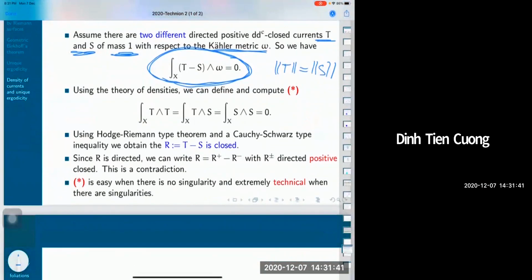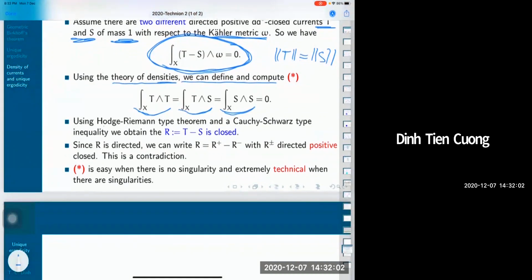Now, using the theory of density of intersection that I told you before, we can show that the intersection of T with T is equal to 0, the intersection of T with S is equal to 0, and the intersection of S with S is also equal to 0. Now we have some Riemann type theorem for compact Kaehler surfaces, a signature theorem, about the signature of some bilinear form. Because we know the signature, you have some Cauchy-Schwarz inequality. Using this Cauchy-Schwarz inequality, you can show that this difference, T minus S, is a closed current.